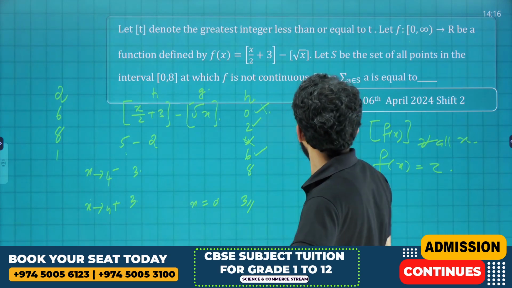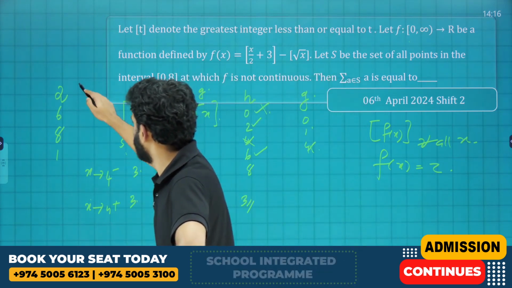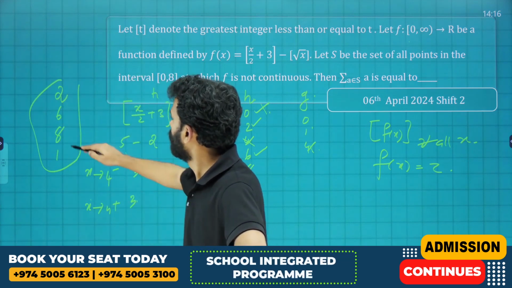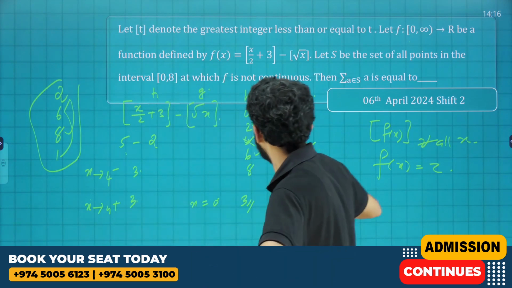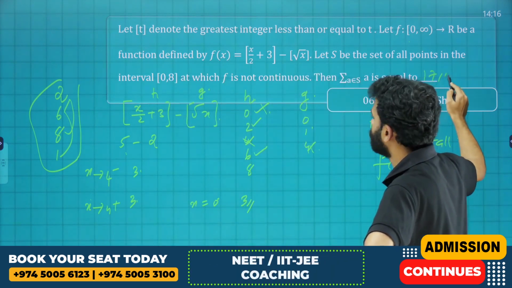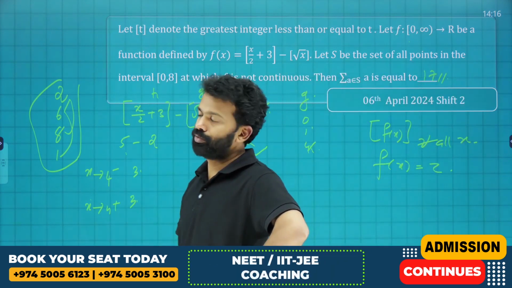Okay, so how many points is the function not continuous at? These are the 4 points, and if you add it, you will get 8 plus 2 is 10, 10 plus 6, 16, 16 plus 1, 17. Therefore, what is the final answer? 17 is the final answer for this one, okay.